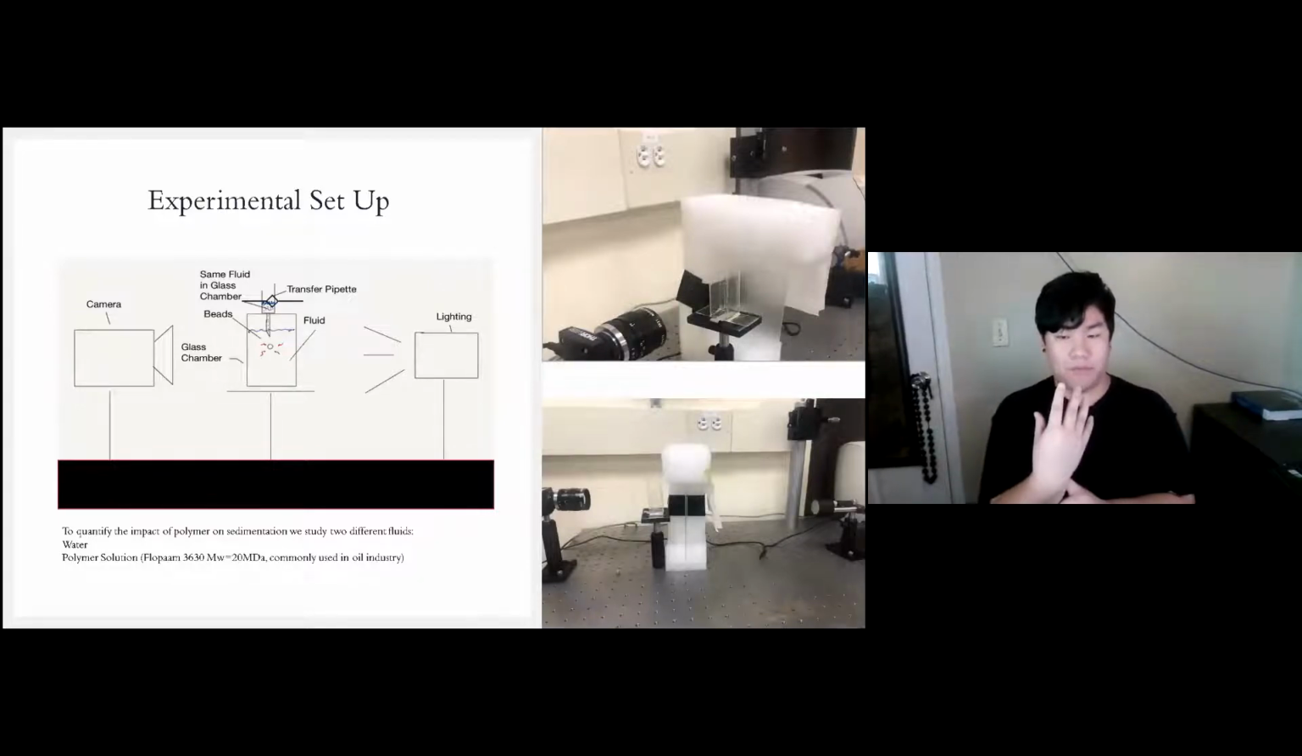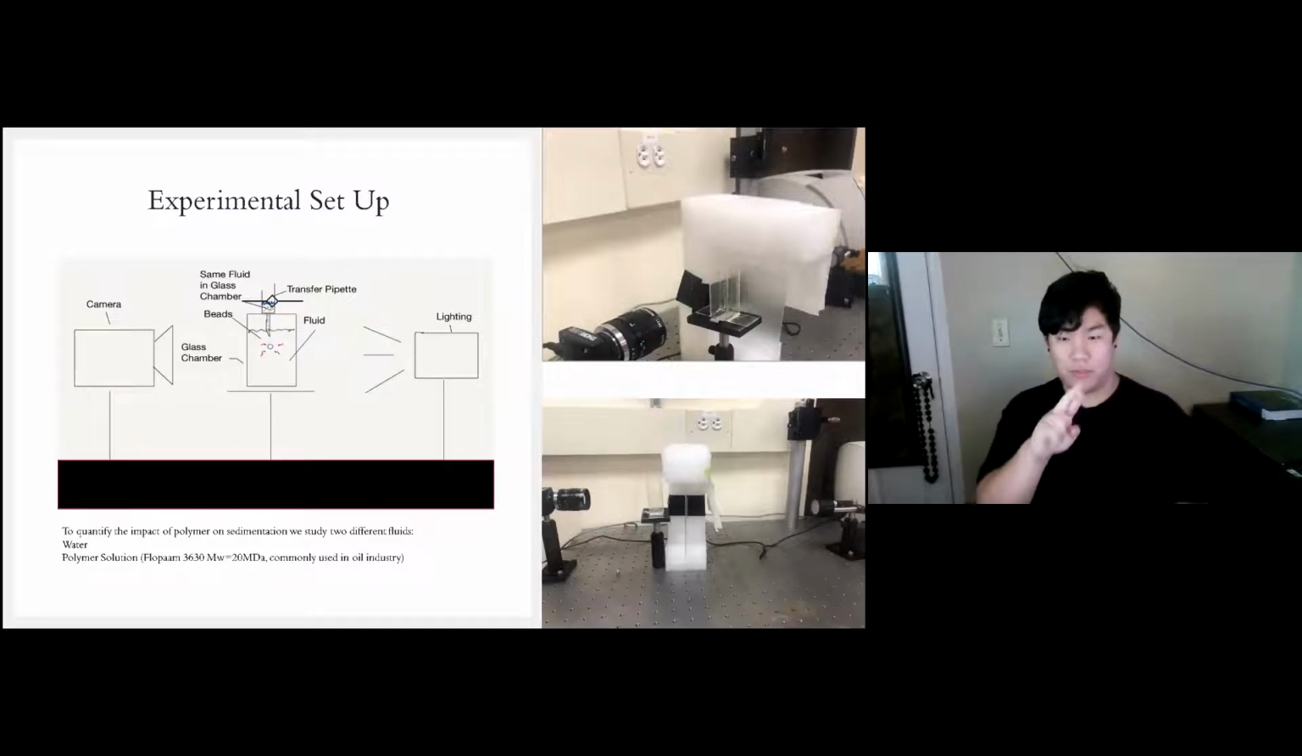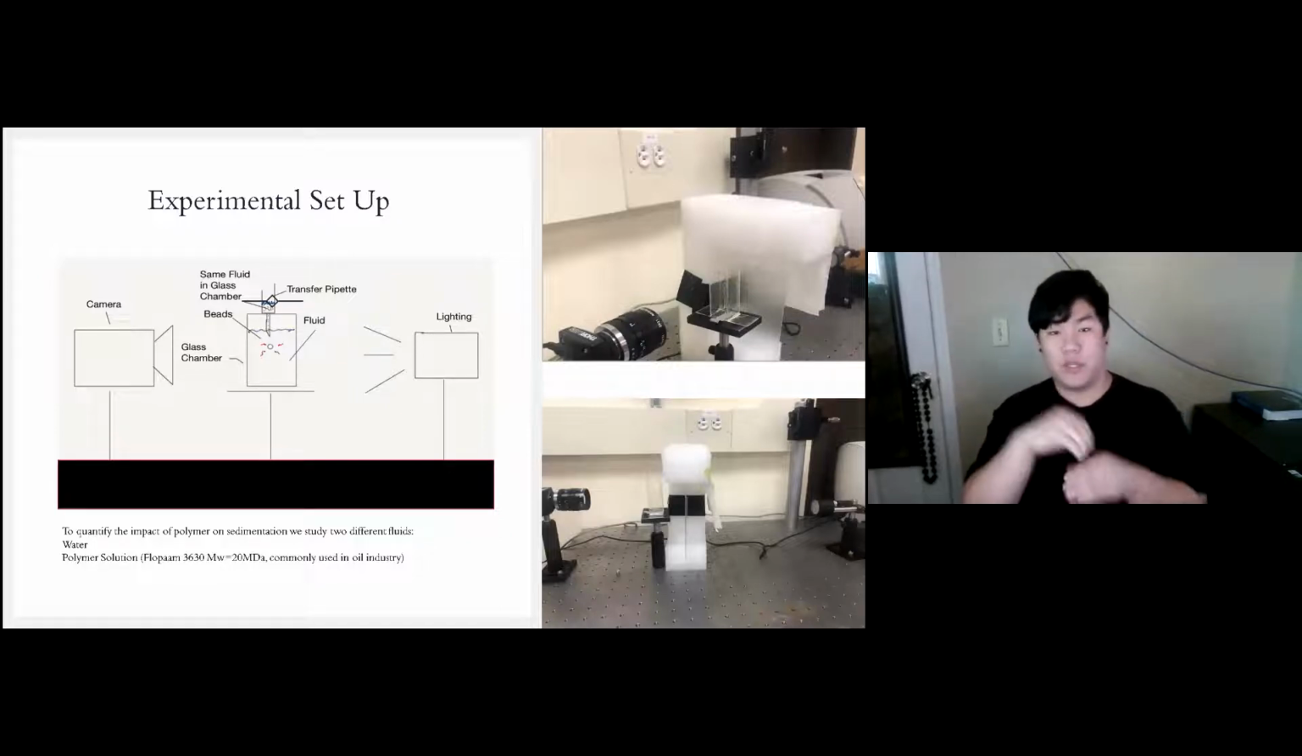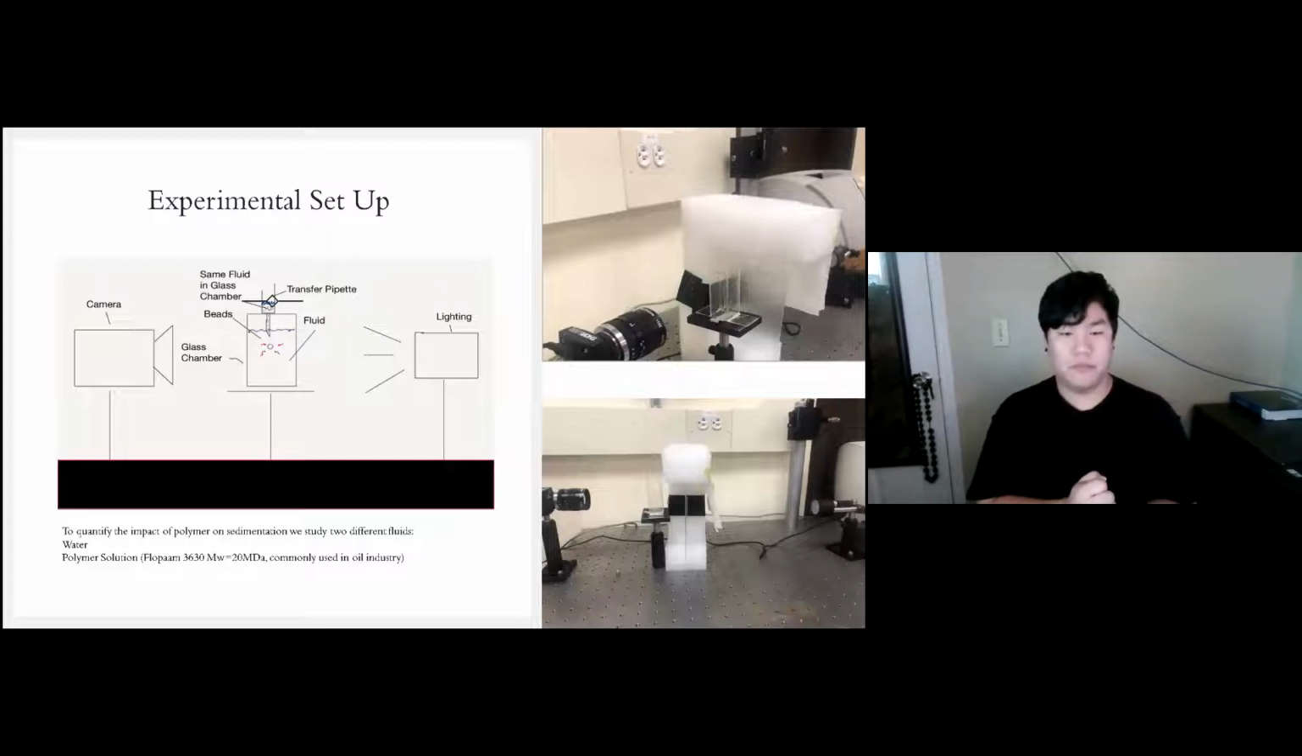I set up this experiment using a camera on the left, as you see in the slide, and I used an LED light over to the right. And I used a glass chamber that was full of fluids. During the experiment, I had the fluid inside the chamber, and I also transferred the same fluid into a pipette, which also included some particles.